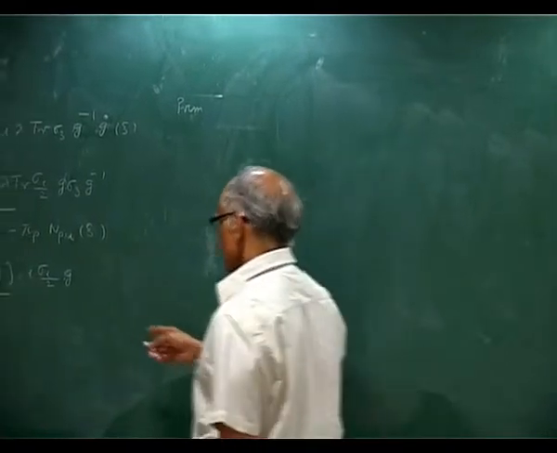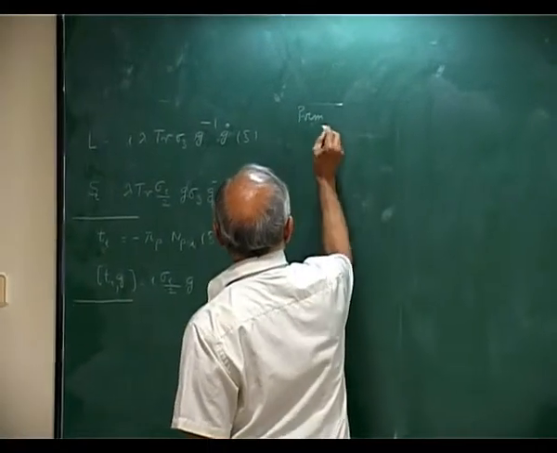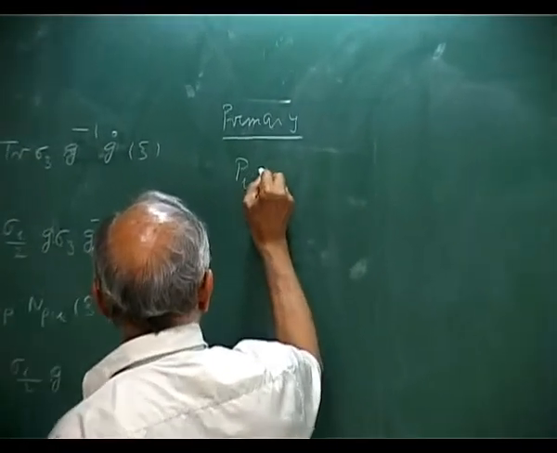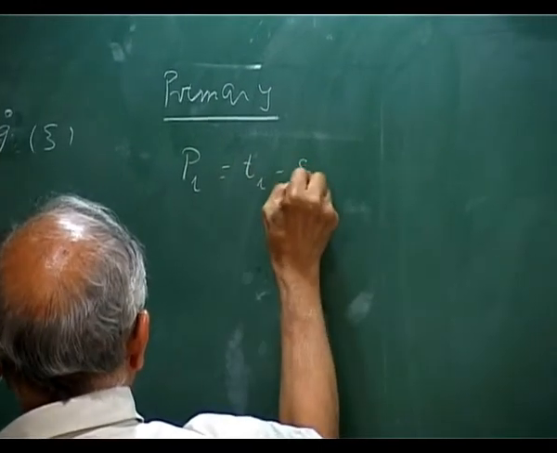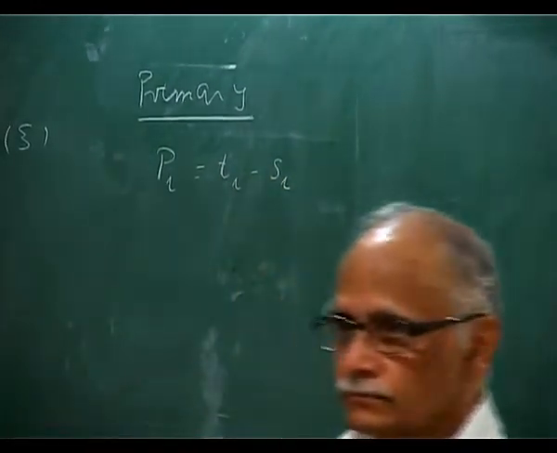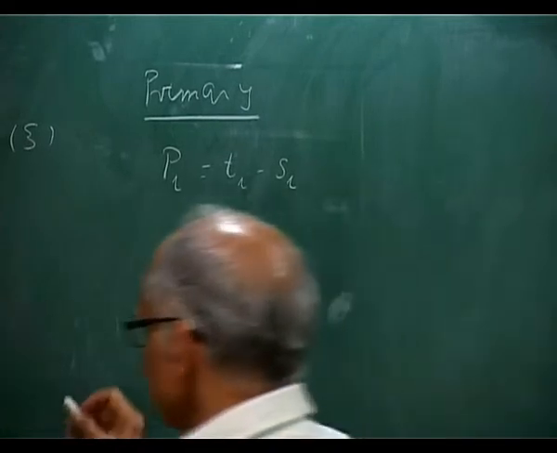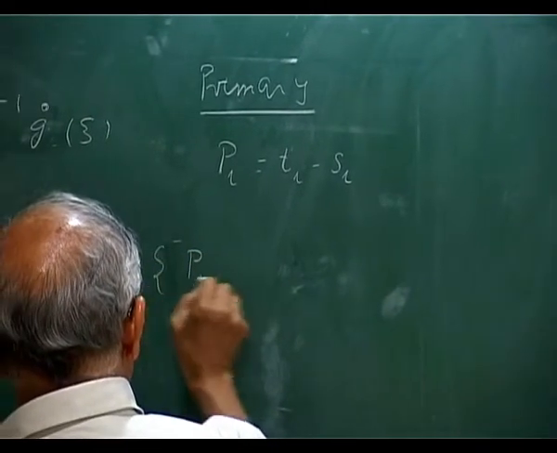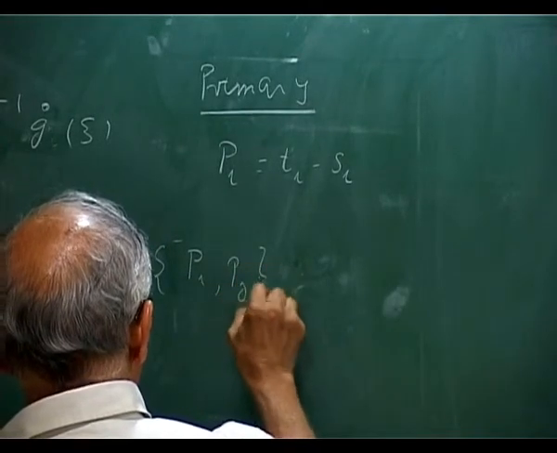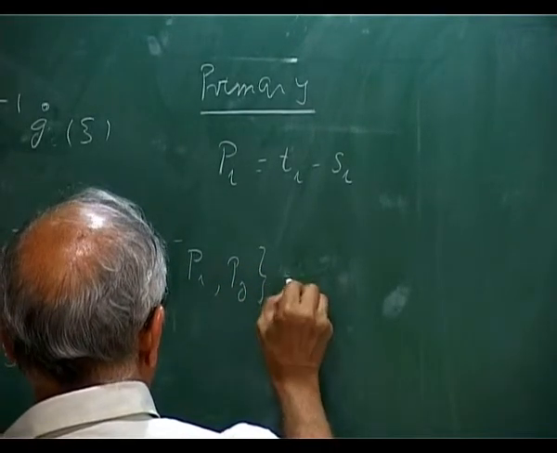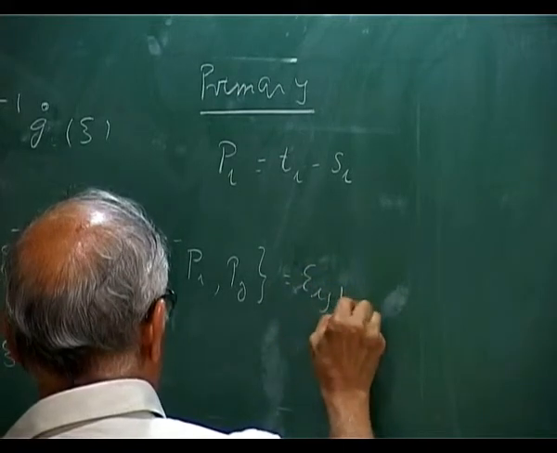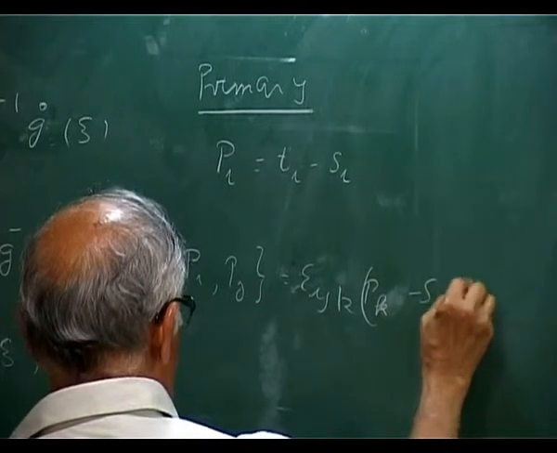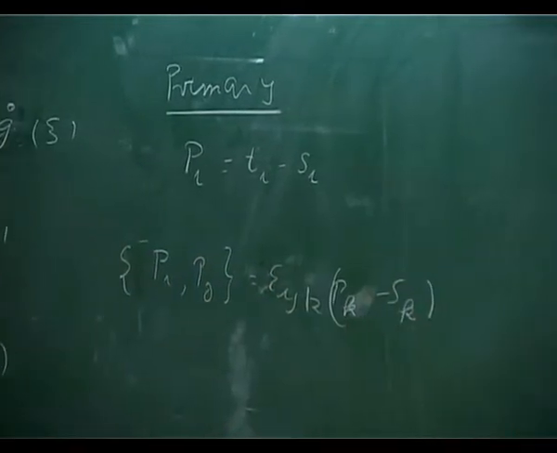Okay. So we have this. Then we found primary constraints, Pi, which was T_i minus S_i. Then we get the Poisson bracket, which was epsilon_ijk P_k, but then something strange happened because it had an additional term S_k.